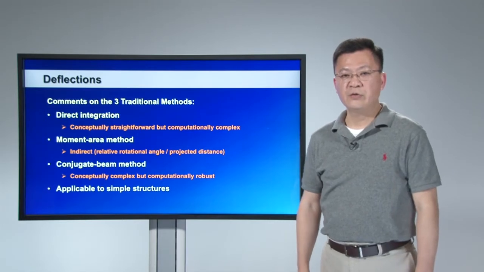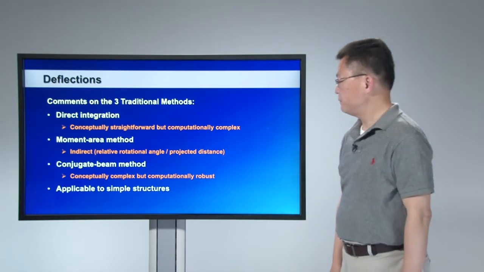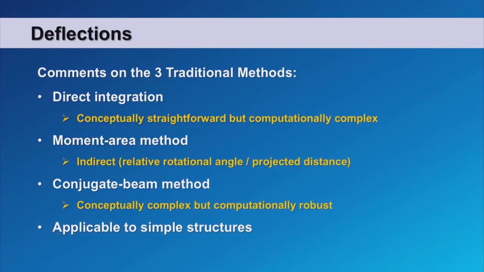I'd like to make comments on the three methods that we just introduced. The direct integration method is conceptually straightforward, but it could be computationally complex because it involves setting up different support conditions. The second method is the moment area method. There are two theorems. These two are rather indirect because they tell you the relative rotation angle between 2 points, or they tell you the relative projected distance between the 2 points.